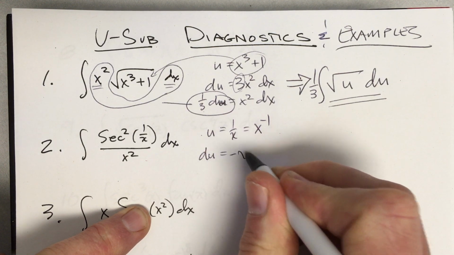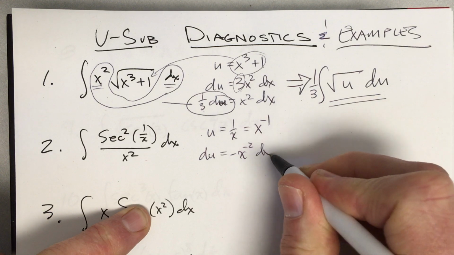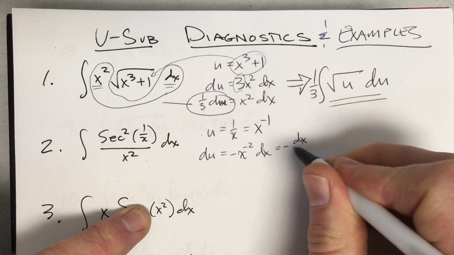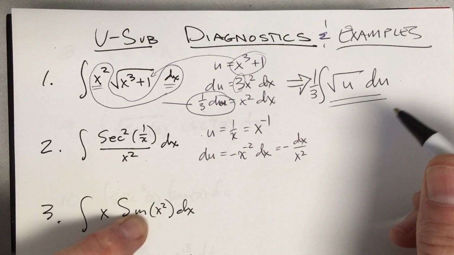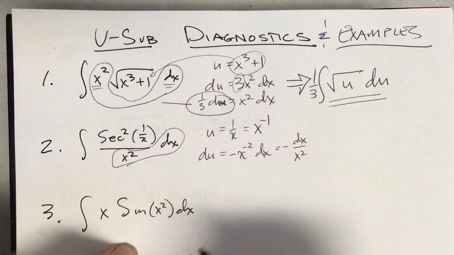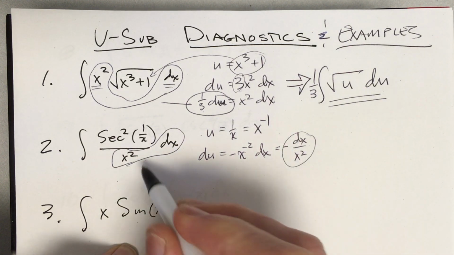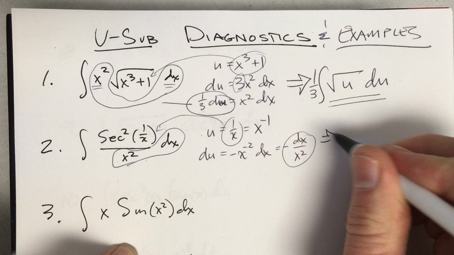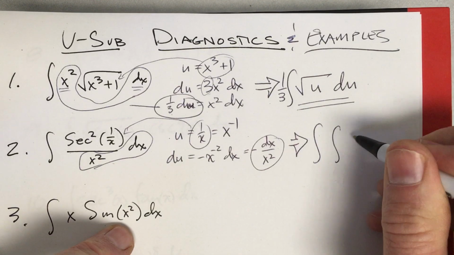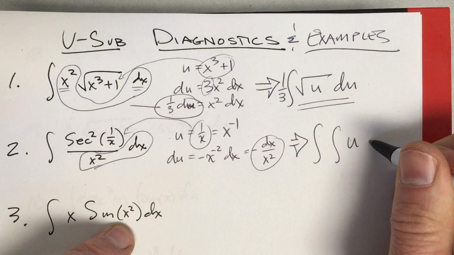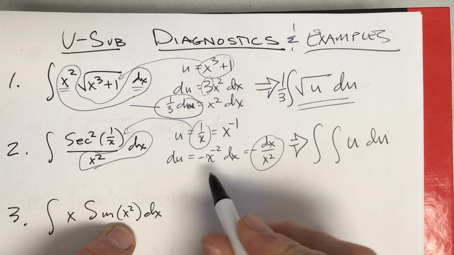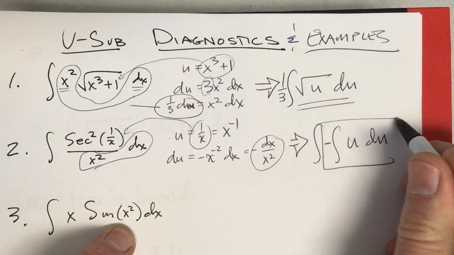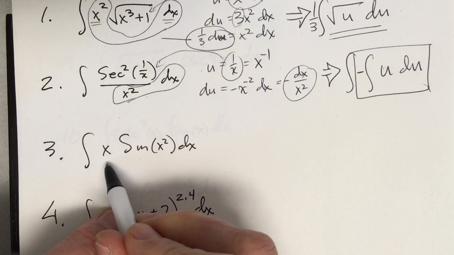Du is minus x to the minus 2 dx, and then that's equal to, you can write it as minus dx over x to the second if you want, and you'll see there that is, and there that is, and then I will just take this u and put it in there. So this becomes then the integral of u then times du, but don't forget the minus sign out front. So that's going to be that. Next one, same thing, only different.